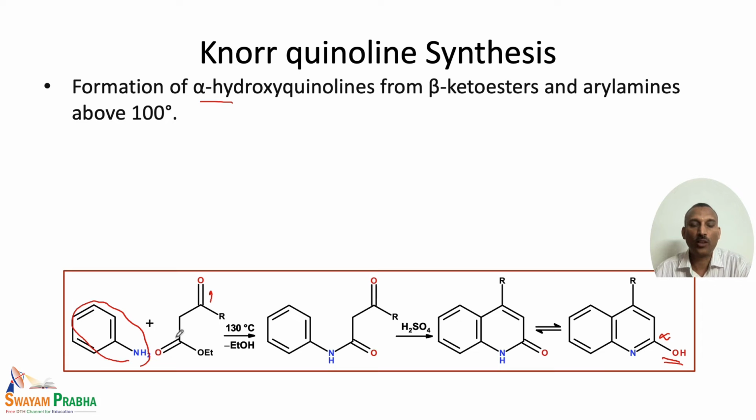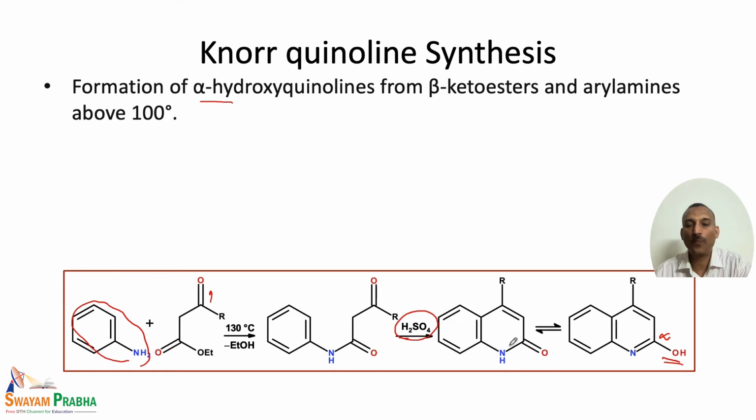So the carbonyl and ester are in the beta position. That is the reason this is called a beta-ketoester. Heating these two compounds at 130 degrees leads to this particular intermediate. This can be cyclized using sulfuric acid as shown here.